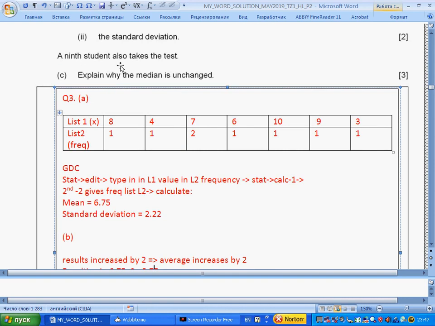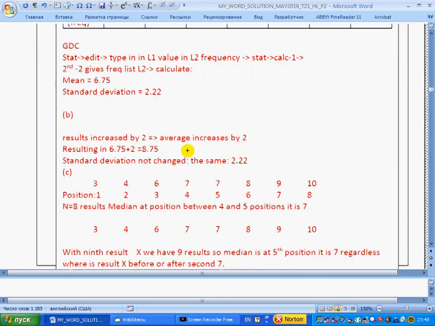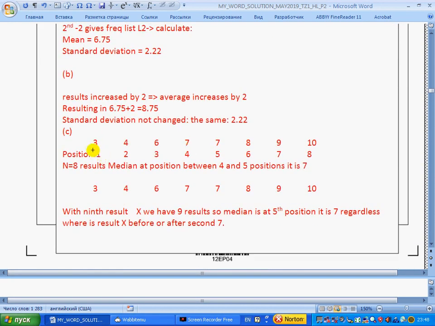A 9th student also takes the test. Explain why the median is unchanged. Let's look. We put our results in increasing order, and with 8 results, the median is between the 4th and 5th position.